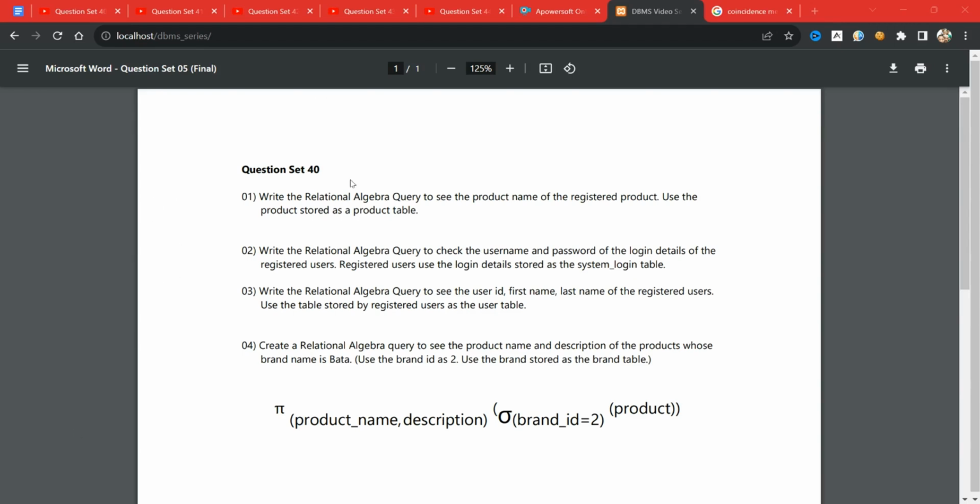And if we see question set number 40, you can see here there are 4 questions, and we studied the answers for all 4 questions. So this is up to question set 40. So let's meet with question set 41 in the next video.